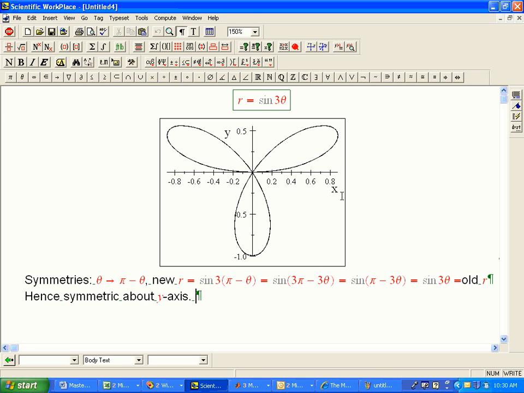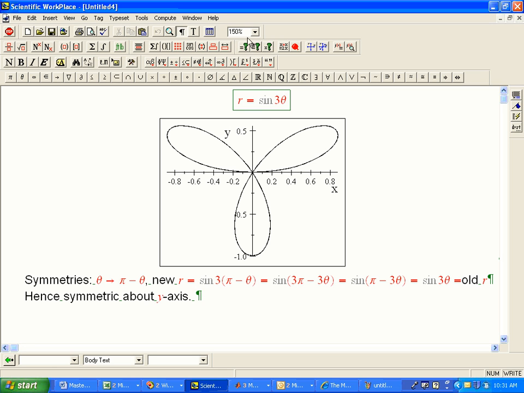Okay. There's some other symmetries we can investigate, but I don't want to go through every single one of them in the interest of a short video. The one I really want to mention, though, is this 3. What kind of influence does that have? And the fact that sine is periodic.